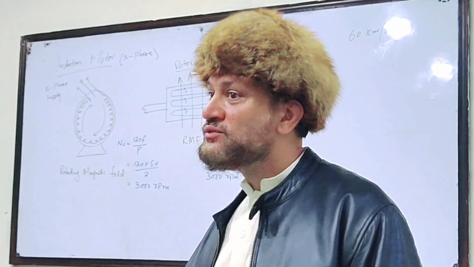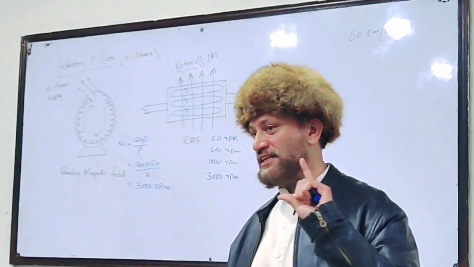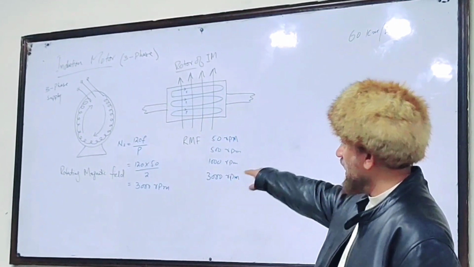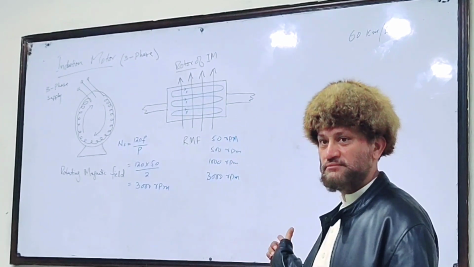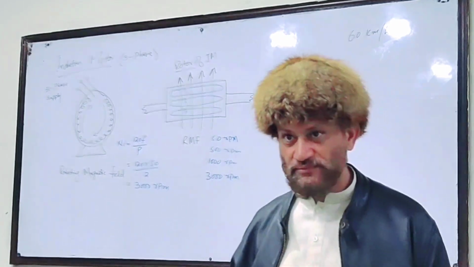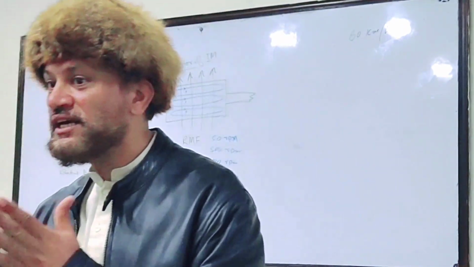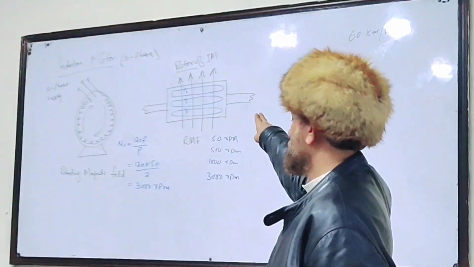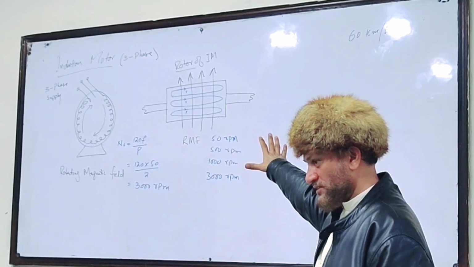Or I can say that at 60 km per hour, the speed of the rotor and the speed of the rotating magnetic field is the same. And whenever the rotating magnetic field speed and the rotor speed are the same, there will be no force. I just explained it on this rotor.